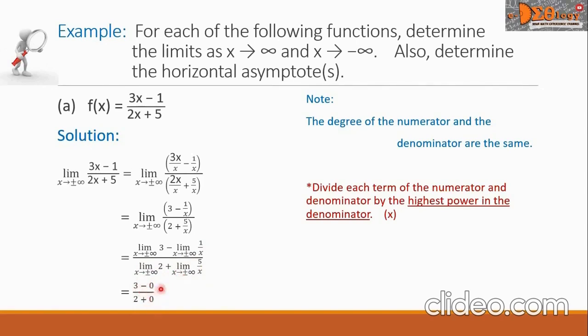3 minus 0 is 3 all over 2 plus 0 is 2. Simplifying this, we write 3 over 2. This is now the limit of the function. For the horizontal asymptote, we simply take this value and we write it here. So the horizontal asymptote is y equals 3 over 2.